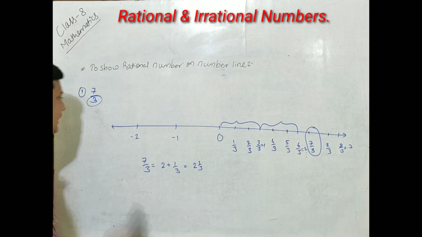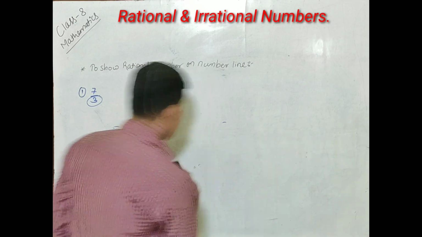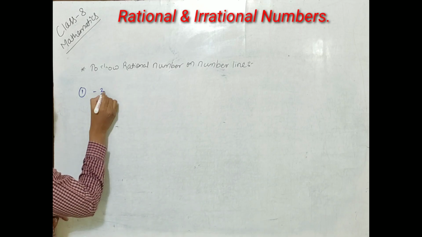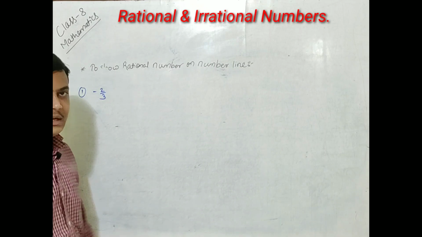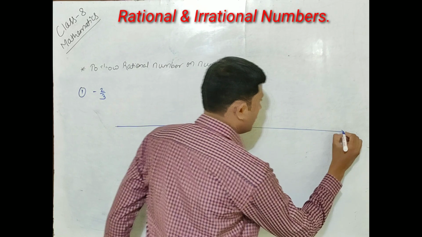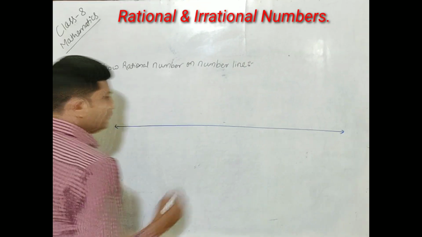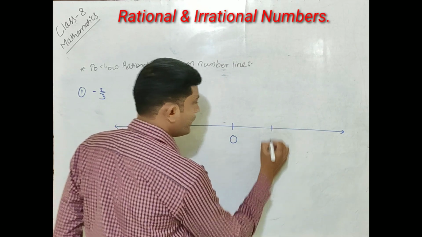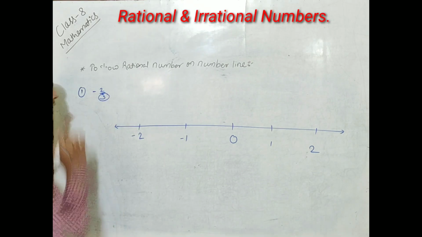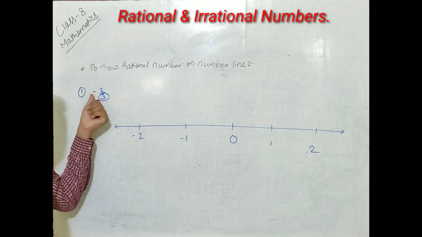The next is minus 2 upon 3. We have to plot a negative number, that is a negative rational number, that is minus 2 upon 3. Draw a number line: 0, 1, 2, minus 1, minus 2, minus 3. And it is in the negative.